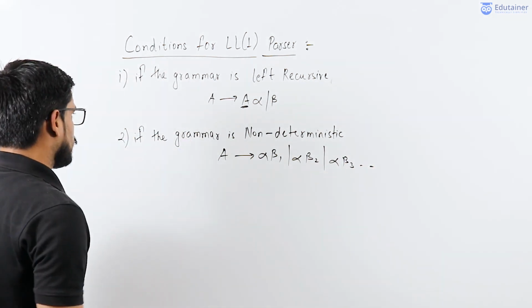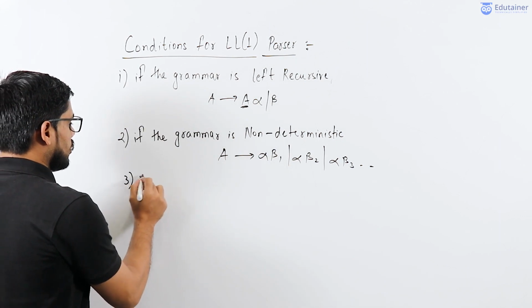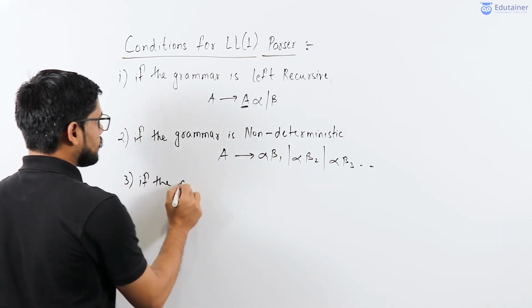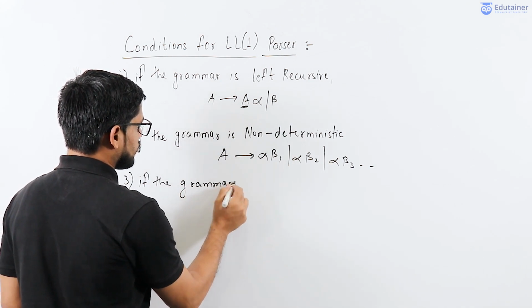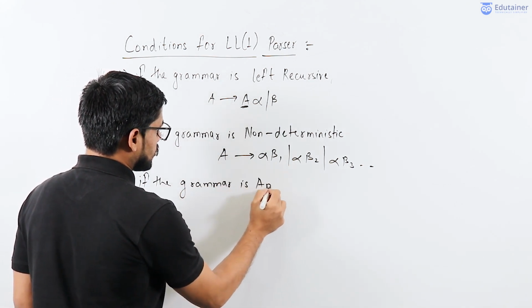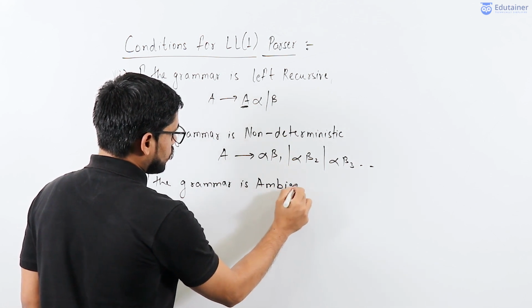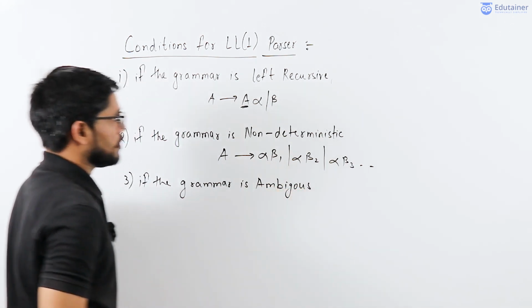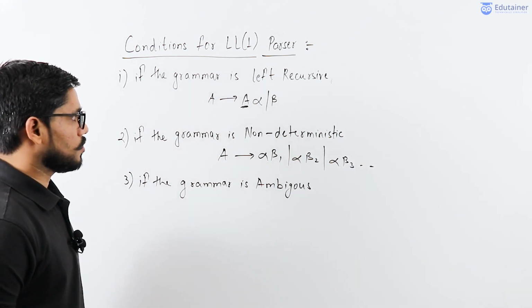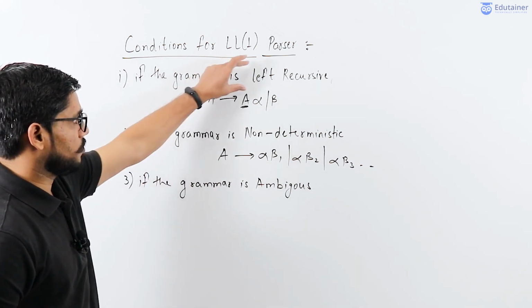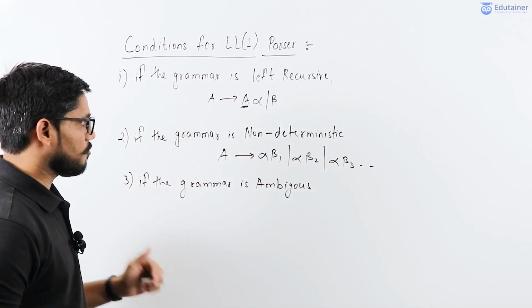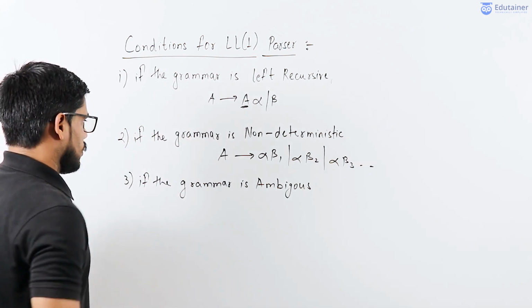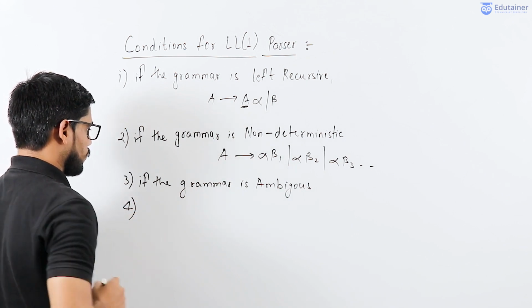The third condition is if the grammar is ambiguous. Ambiguous grammar is also not allowed in an LL1 parsing table or LL1 parser. So the LL1 parser does not parse left recursive grammar, non-deterministic grammar, and ambiguous grammar. Apart from these three conditions, we have one more condition.